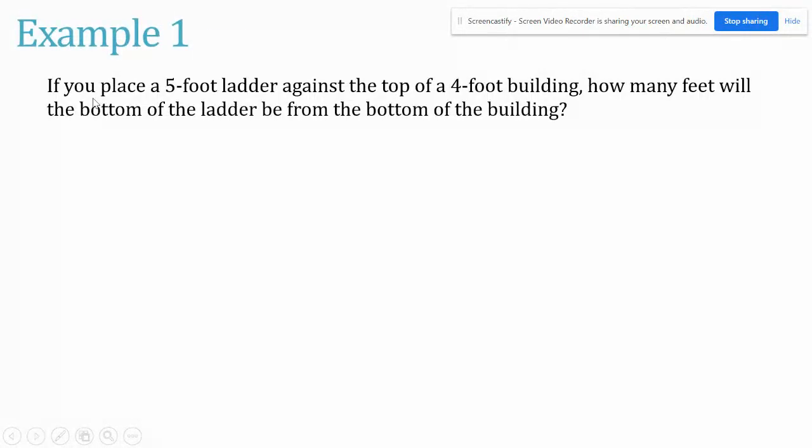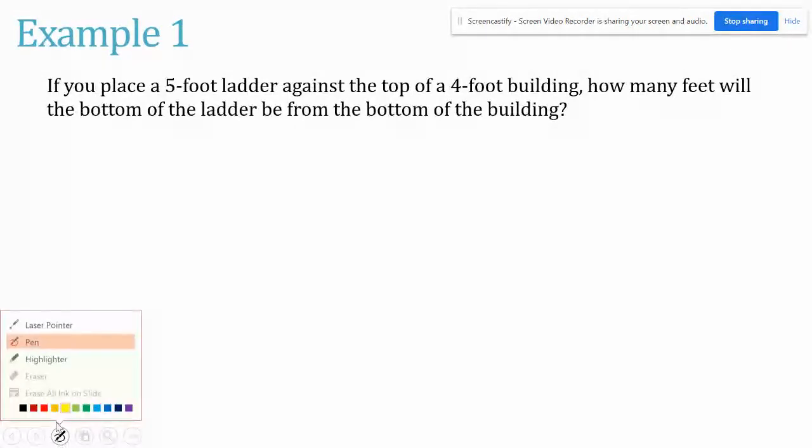Okay, example 1. If you place a 5-foot ladder against the top of a 4-foot building, how many feet will the bottom of the ladder be from the bottom of the building? So we have a pretty small building, 4 foot, and a pretty small ladder, 5 foot. Maybe we're dealing with a kid's playhouse or something.